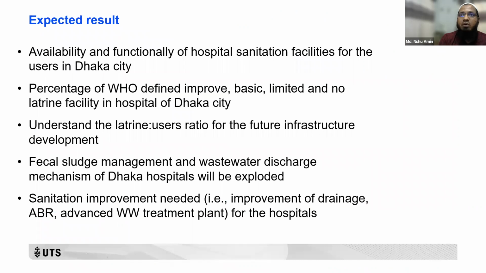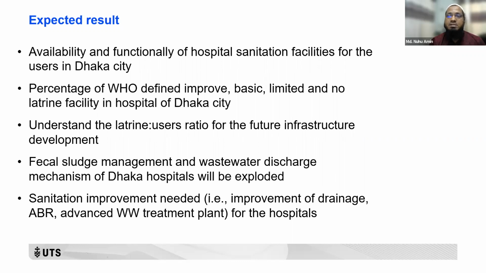So the expected outcomes of my study will be the availability and functionality of the hospital sanitation facilities in Dhaka city: how many latrines of the Dhaka city hospitals are adequate, or which JMP category they fall into, the percentage of hospitals and latrines in each WHO category in Dhaka city, and understanding the latrine user ratio for the future development of the hospitals and the number of facilities required by the government.